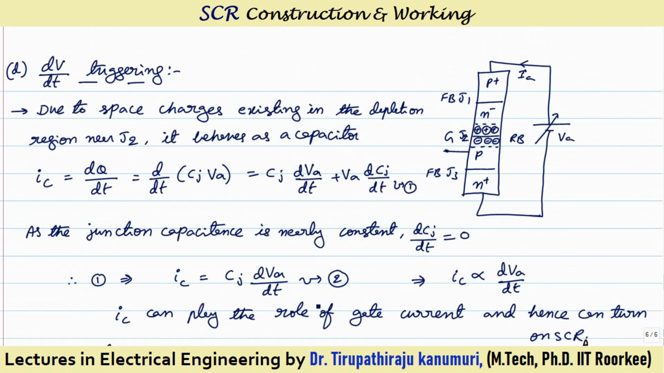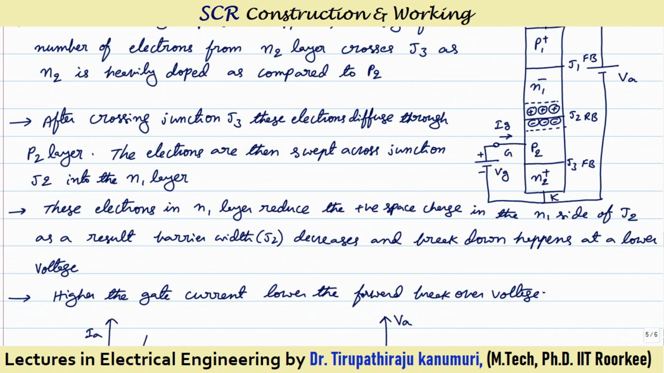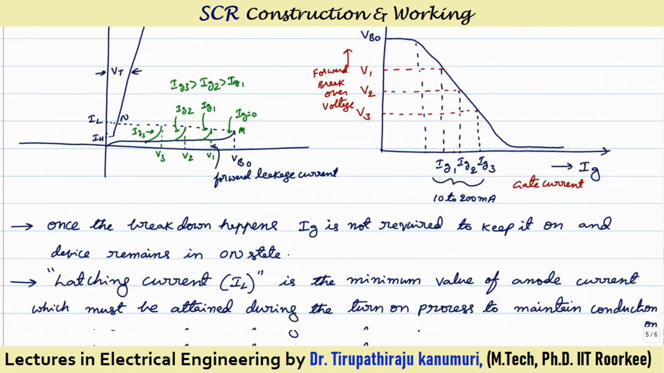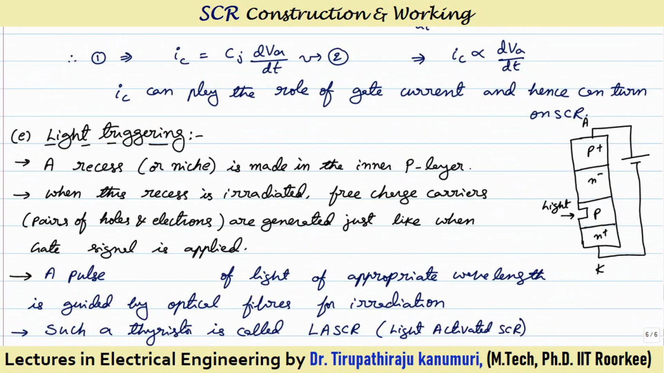What is the isolation? You can see here, when we are applying the gate triggering, the negative of the gate circuit is connected to the negative of your supply. That means whatever your supply voltage is, that negative and this negative are connected. That means this control or gate circuit is not electrically isolated from your supply source. That is the disadvantage of gate triggering. Sometimes a combination of gate and light triggering may be used in practice.